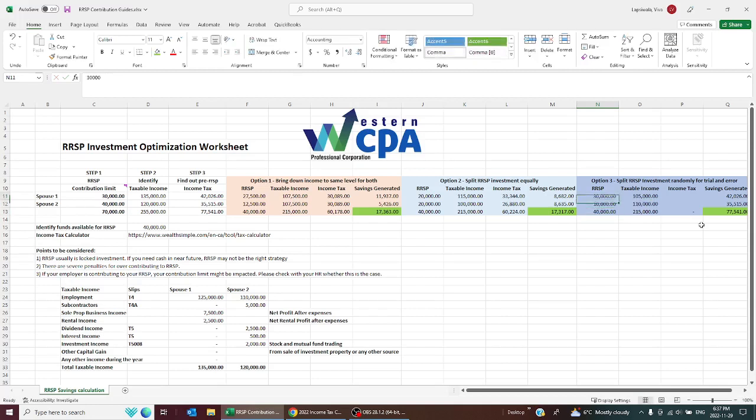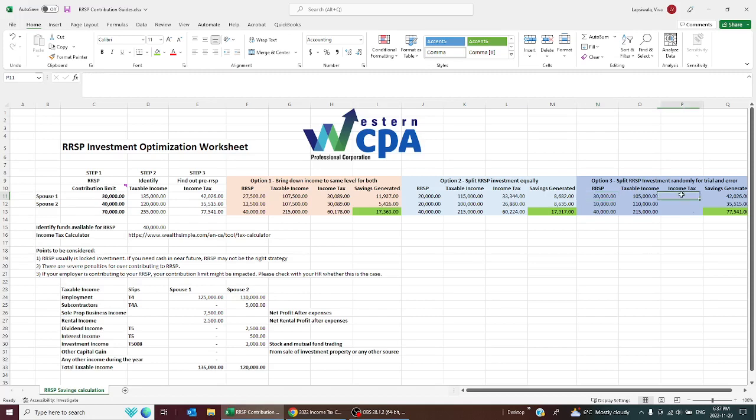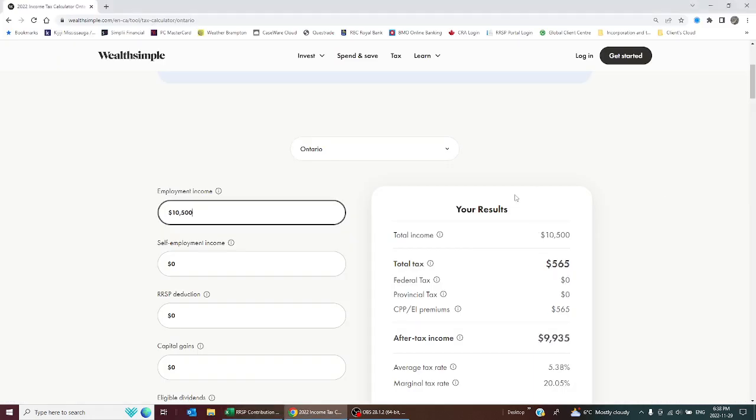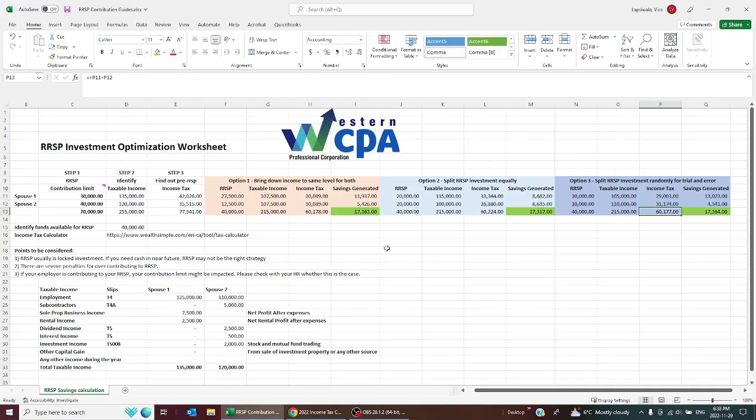Let's see. So in that scenario, 105 and 110 is the income. We are going to go here and check how much would they pay on 105,000. 29,003. So we are going to say that income tax is 29,003. And on 110,000, how much the other spouse is paying? 31,174. So your tax savings is, look, very similar to the first option, 7,364. We just randomly try. But you can do either way.